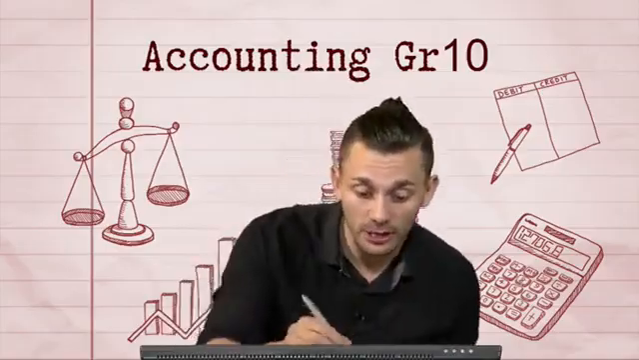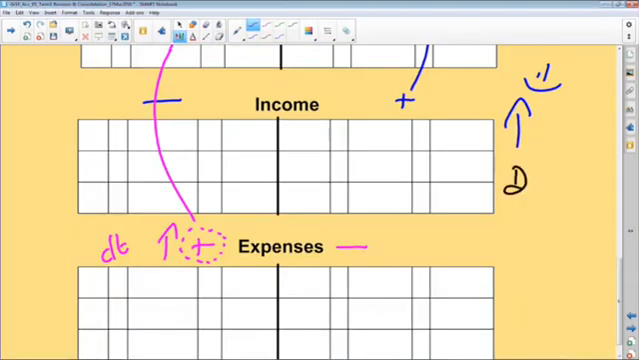Now, the abbreviation I want to leave you with is DEAD CLIC. So what does DEAD mean firstly? DEAD means debit. What are we going to debit? We're going to debit expenses, assets, and drawings. And then I have CLIC. What does CLIC mean? CLIC means credit, liabilities, income, and capital. So I'll say it again. DEAD means debit expenses, assets, and drawings. And CLIC means credit liabilities, income, and capital.